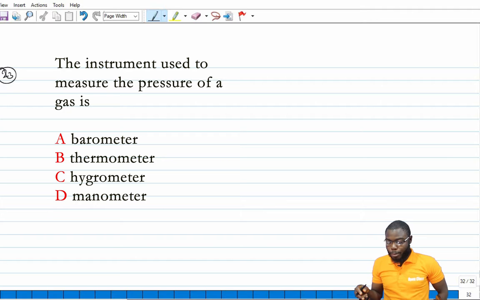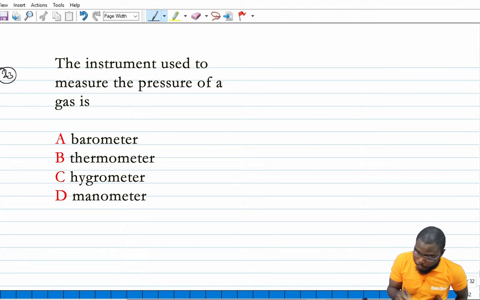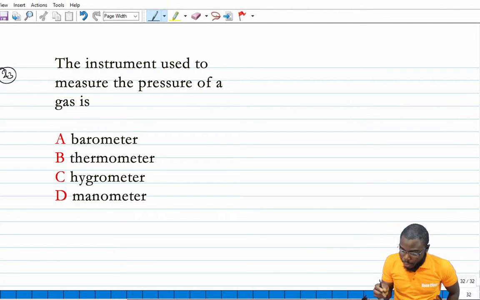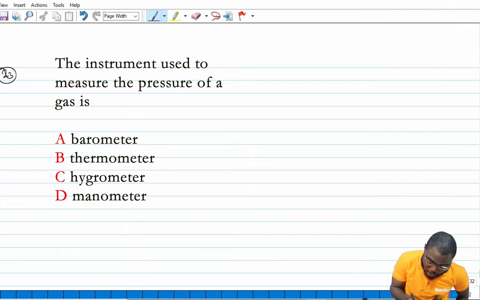So you have your thermometer, which is used to measure the rise and fall in the level of temperature. Hygrometer is used to measure the moisture, relative humidity of the air, and then you have your manometer, which is used to measure pressure. So the answer is actually B and D. Let's have it in perspective.